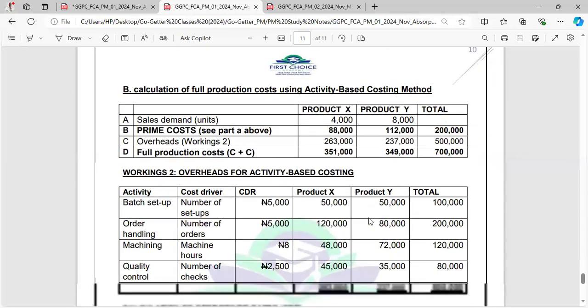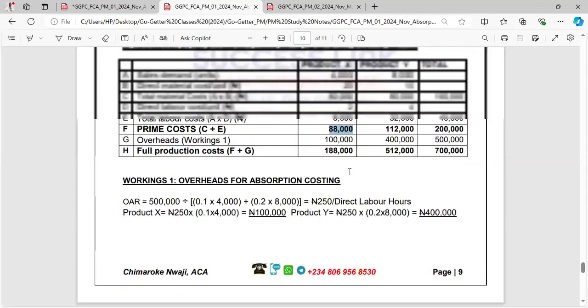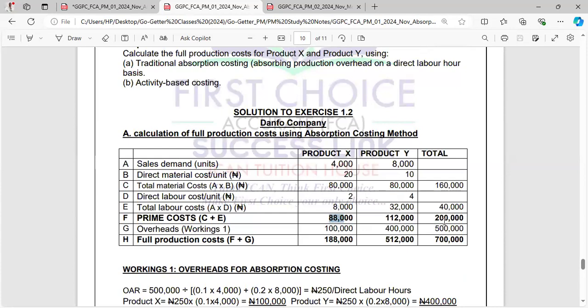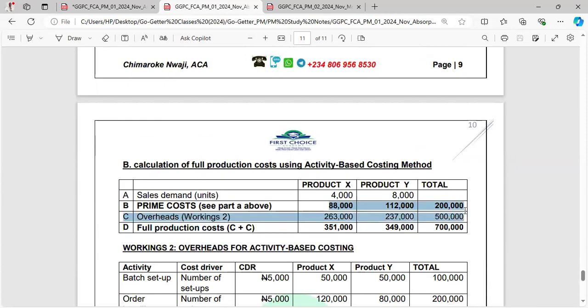Now, let's see the B part, which is the activity-based costing. Now, the sales demand is 4,000 and 8,000. The prime cost is the same thing we did in part A. So we're just bringing it down. No need to carry it further, because if you look at it here, it is this same thing that we had here that we are carrying down here. So that's the same thing. Now it is the overhead that needs your attention.